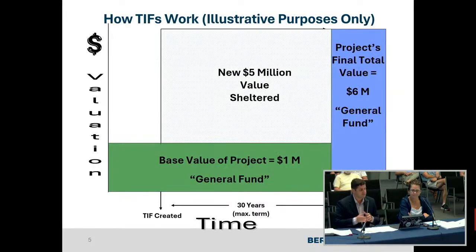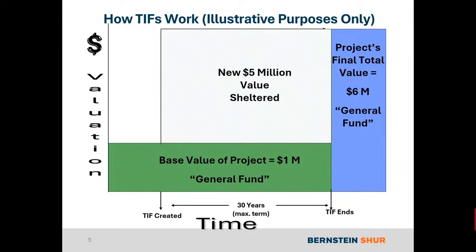I kind of briefly talked about this, but this is a slide I like to use to explain how this value is sheltered. So if you think about it in time, if you adopt a TIF district today, and you have a $1 million valuation on that piece of property, that's frozen in time, and you'll continue to pay taxes on that, or the developers will, I should say, the owners, and they'll go to your general fund. But then you capture any increase in that assessed value as a result of development.